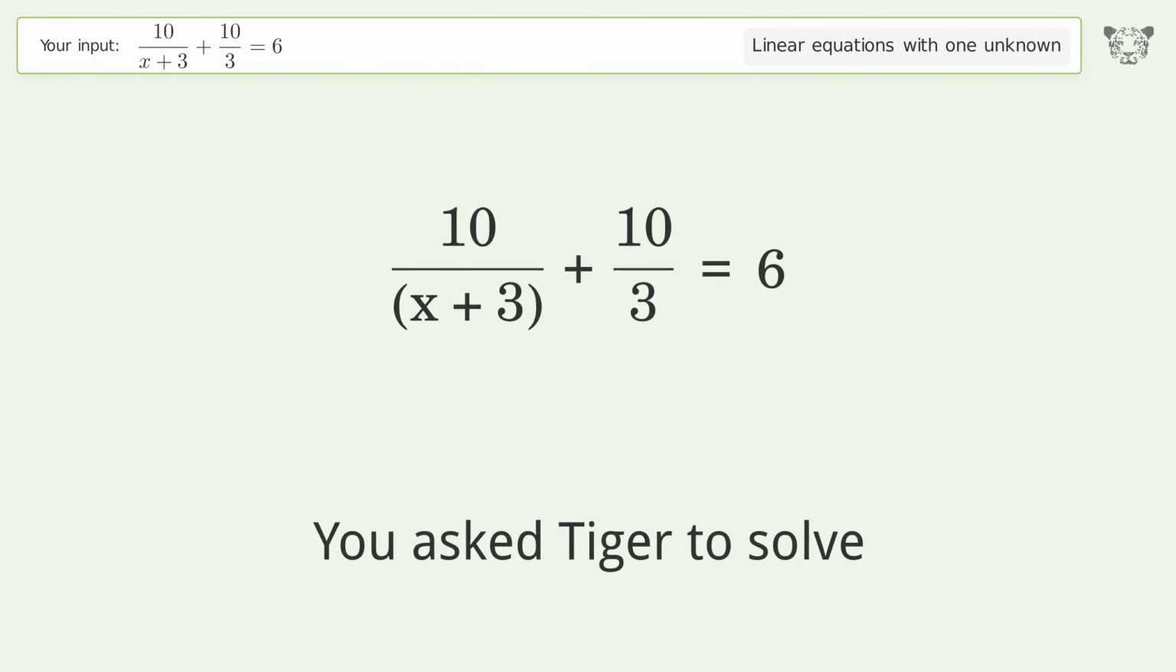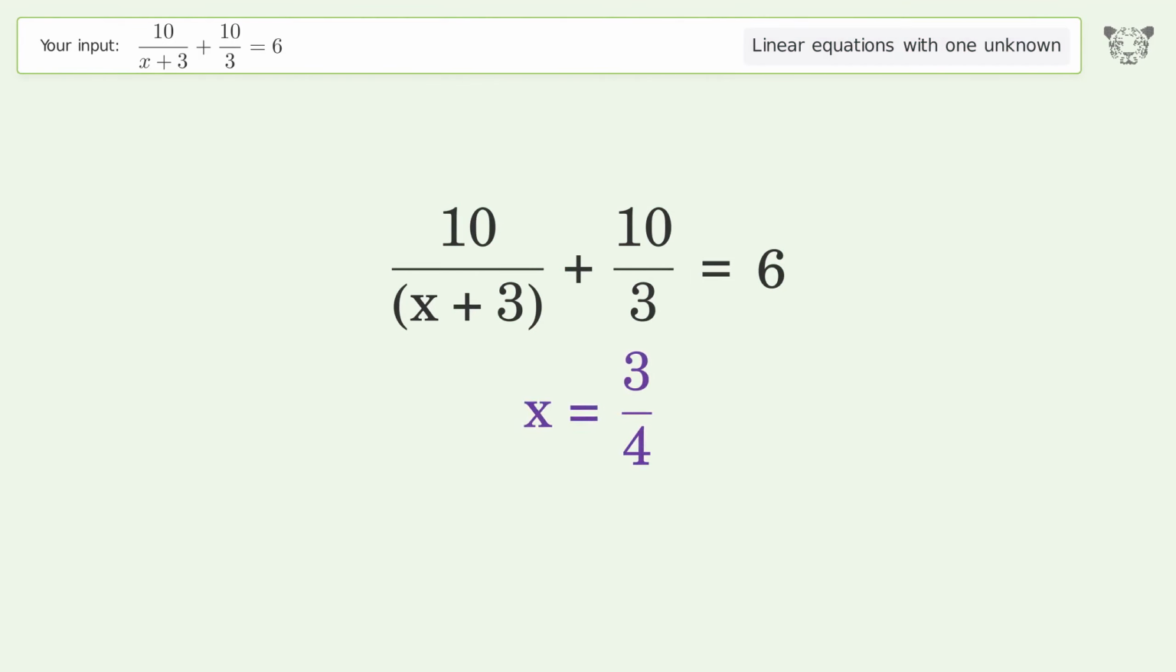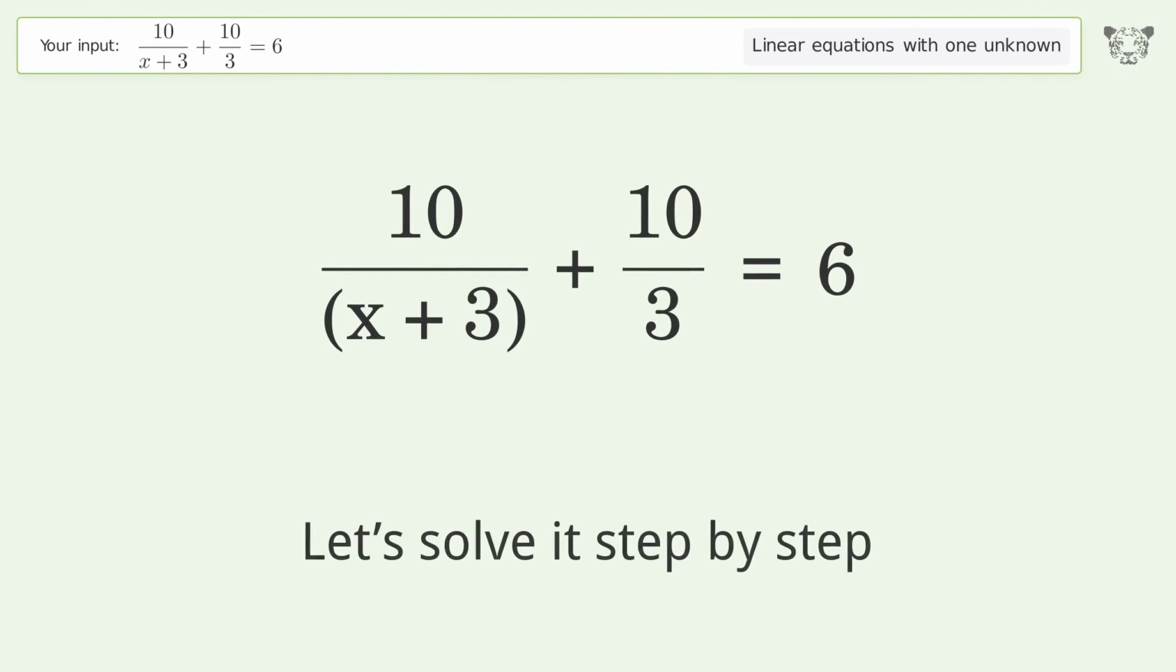You ask Tiger to solve this. This deals with linear equations with one unknown. The final result is x equals 3/4. Let's solve it step by step.